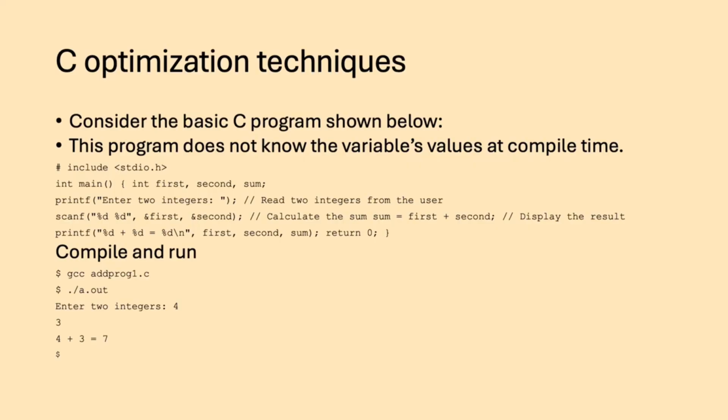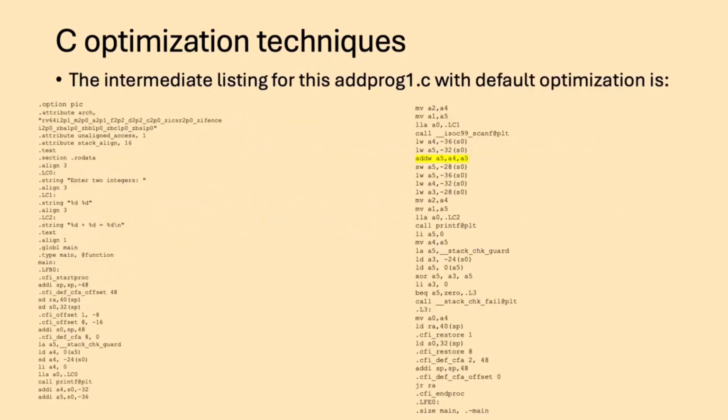And here's the output of the program. Now, since the program asked the user for input, the values of the variables first or second are not known until the runtime, then consequently, constant folding and propagation will not apply.